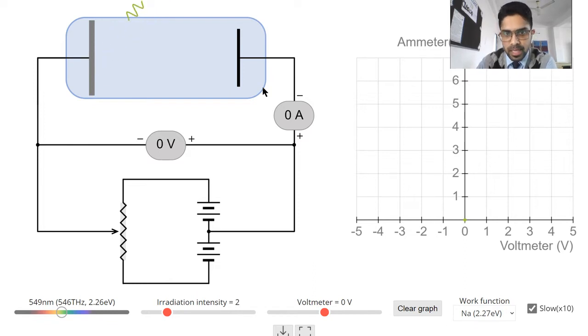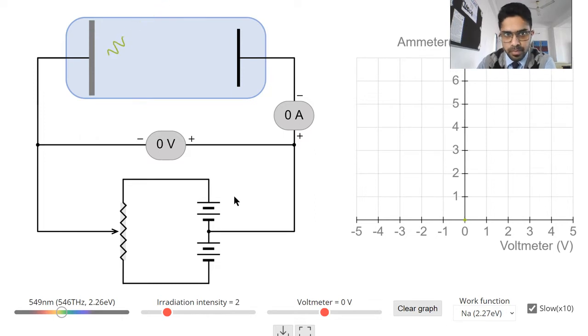As I've told you, sodium has a work function of 2.27 electron volt. Here on the bottom left corner we can adjust the radiation, the light which is falling on the sodium metal. Right now our setting is at 549 nanometer wavelength, almost a green color. The frequency is around 546 terahertz, and the energy of this light is around 2.26 electron volt. Clearly, the energy of this radiation is smaller than the work function of the metal.